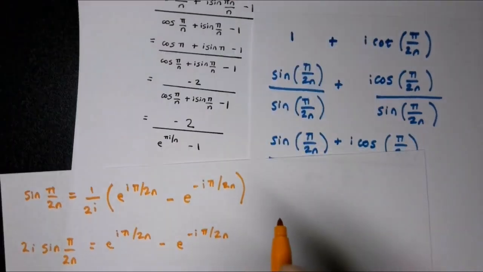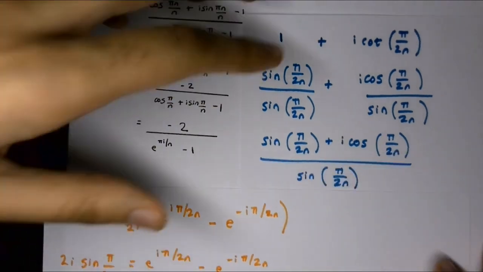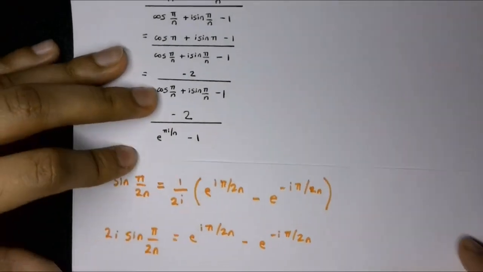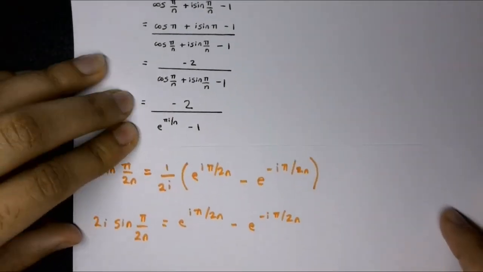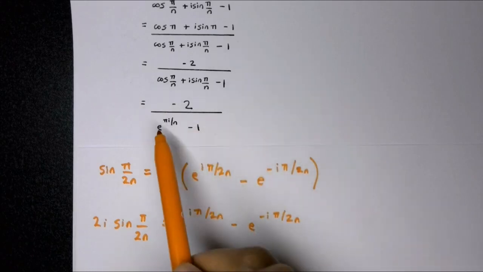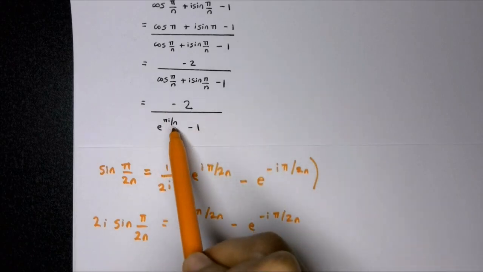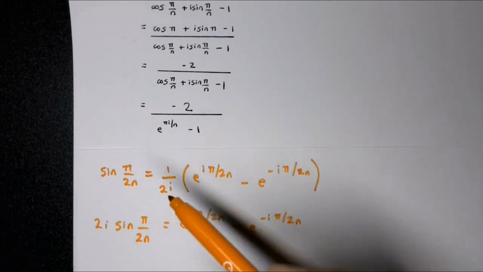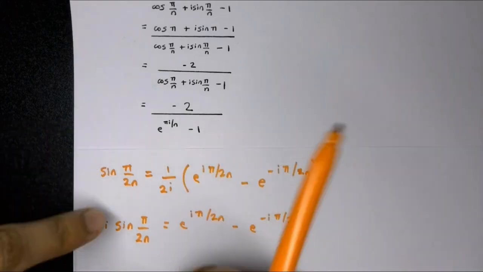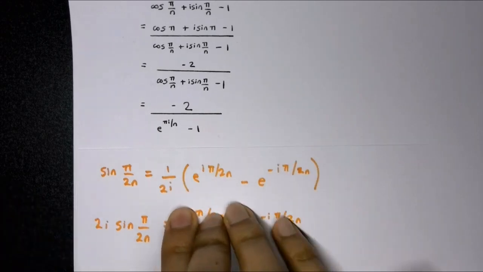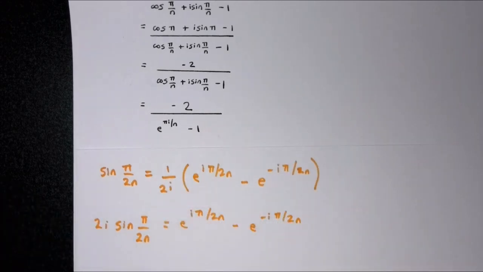So let's see what we can do with this. If you pay attention to what we have on the bottom over here, we've got an e to the pi i over n, minus 1. And if we compare that with what we have over here, essentially, we want to replace this bottom bit with just this bit over here. So the question is, how can we do that?